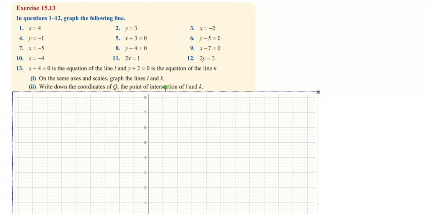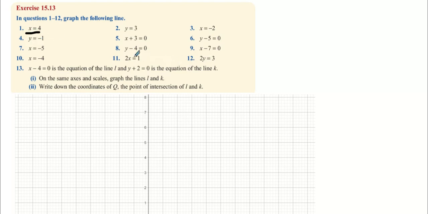What we're going to do is basically graph a few of these ones here. You're going to find they're quite easy. I'll do 5, I'll do 6, I'll do 11, I'll do 12, and I'll do 13.